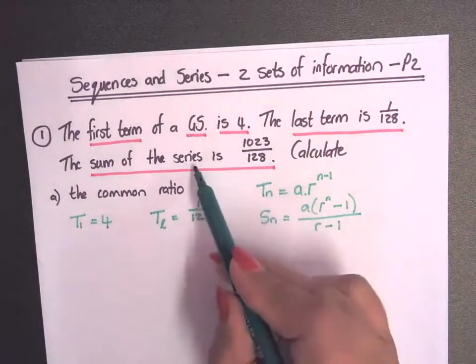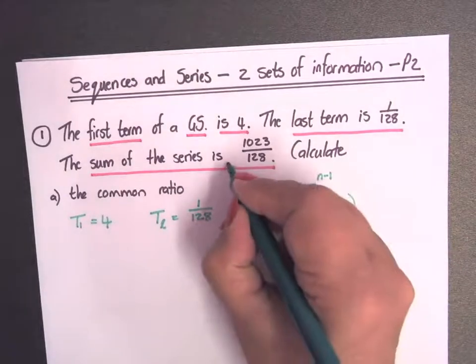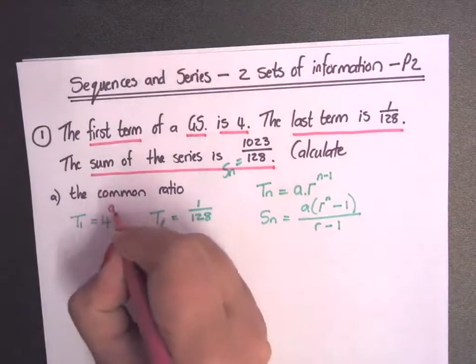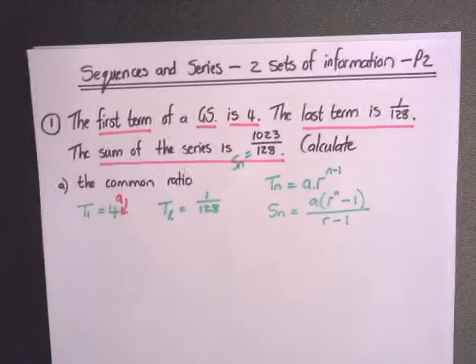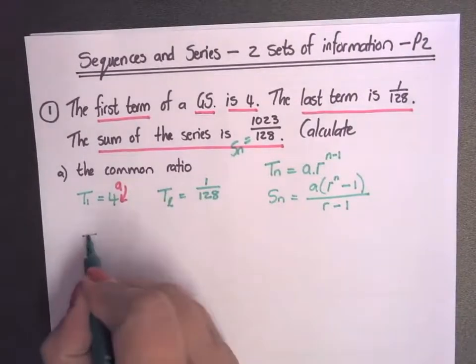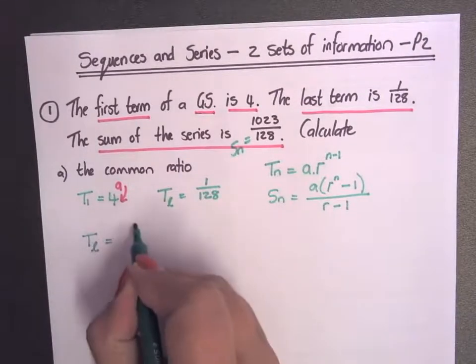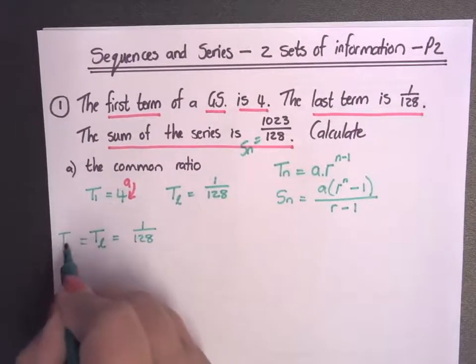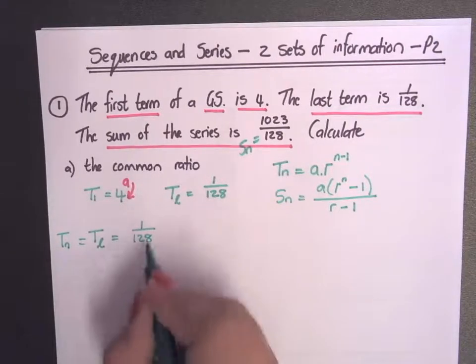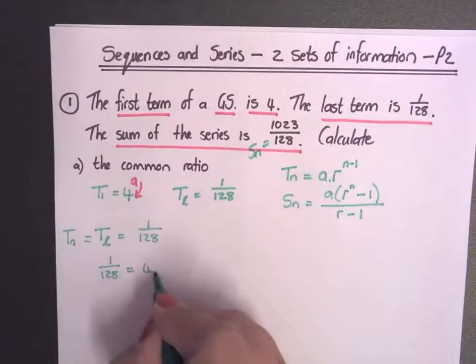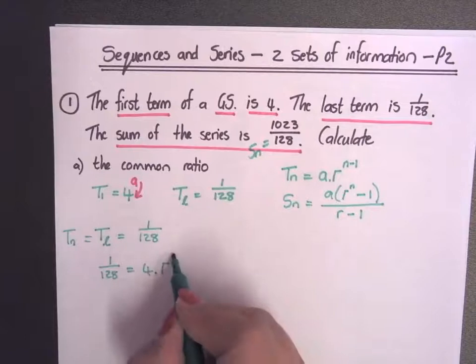They also tell us that the sum is that. So Sn equals that value. The first term is always a, so they give us a. A is 4. Now let's work with this formula of the last term equals 1 over 128. The last term is also Tn. So Tn is 1 over 128, and that equals a, which is 4, times r to the power of n minus 1.